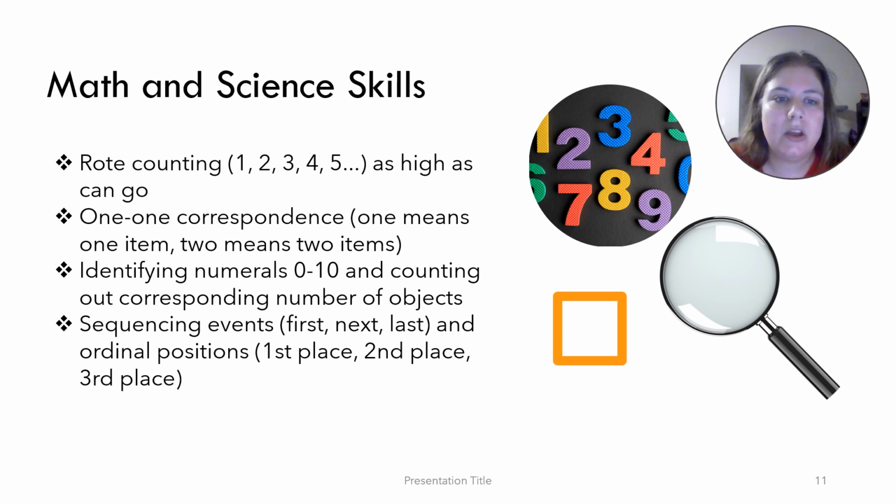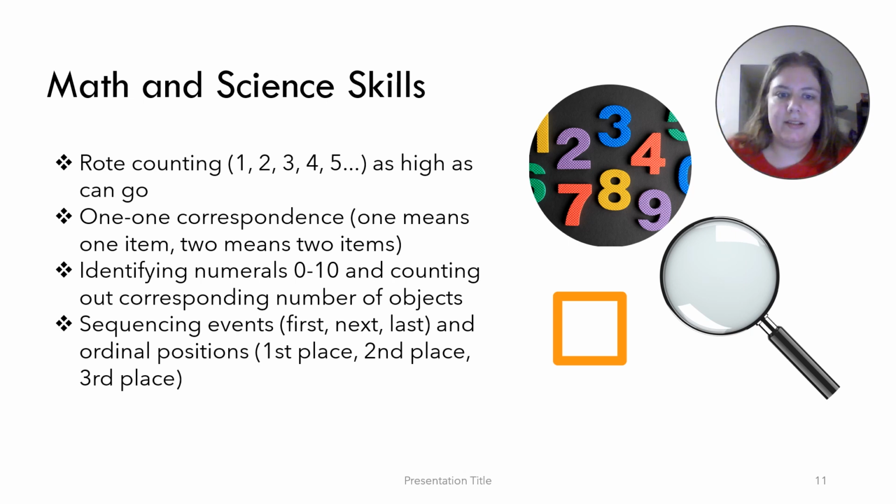Rote counting, 1, 2, 3, 4, 5, 1 in a row, 1, 2, 3, that's rote counting, as high as they can go. Preschool, I would say appropriate up to 20 to 30. Some kids could go up to 100, which in my state would have been a kindergarten skill. So just getting them to count as high as they can, anytime, all the time. 1-to-1 correspondence, that means one item means one item. 1 marker.